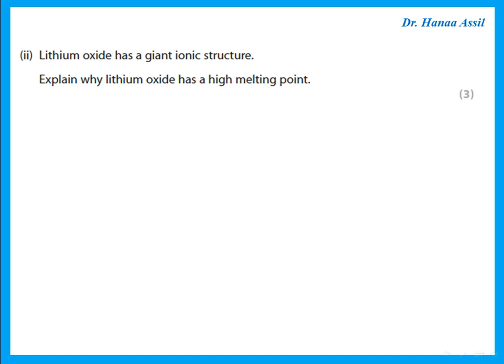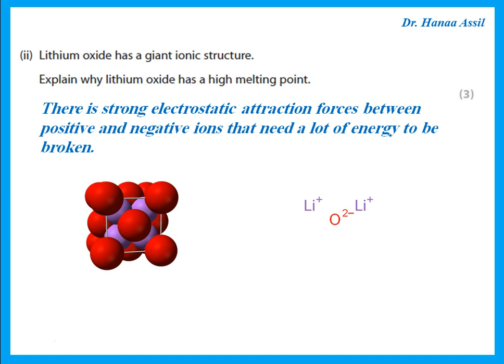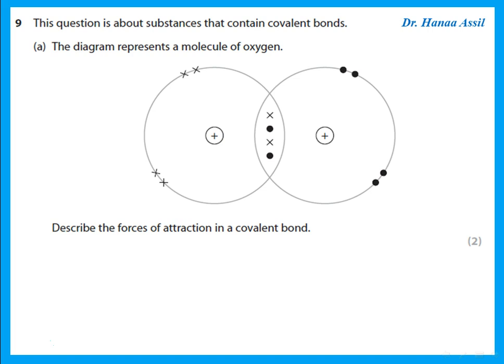Lithium oxide has a giant ionic structure. Explain why lithium oxide has a high melting point. Well, you should remember that giant ionic structures have strong electrostatic attraction forces between the positive and negative ions, and this needs a lot of energy to be broken, so ionic compounds usually have high melting points.